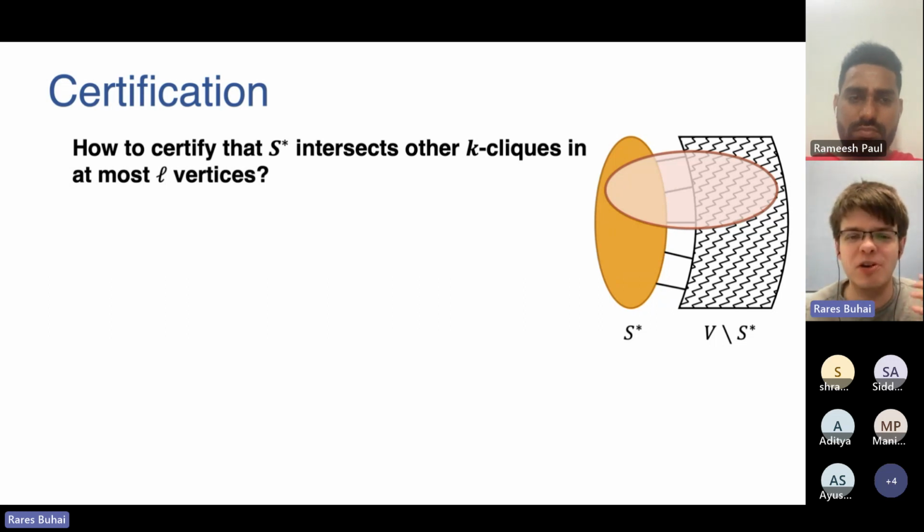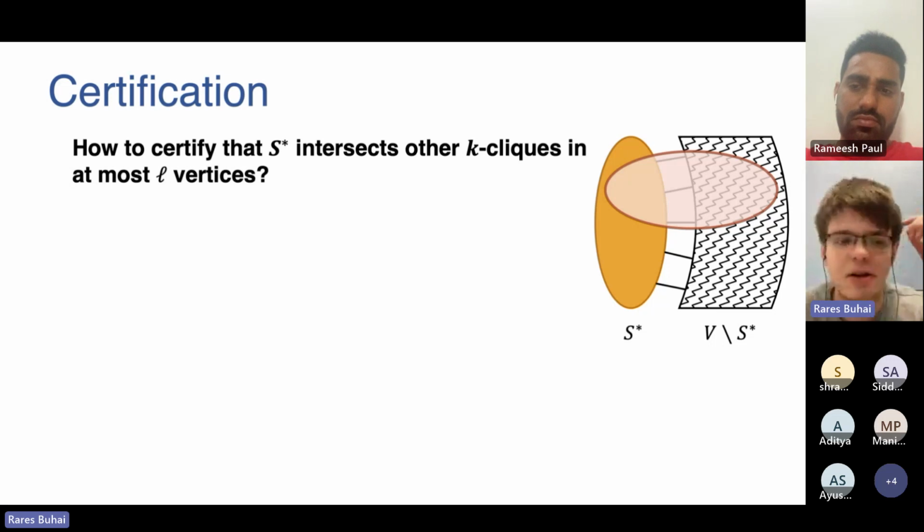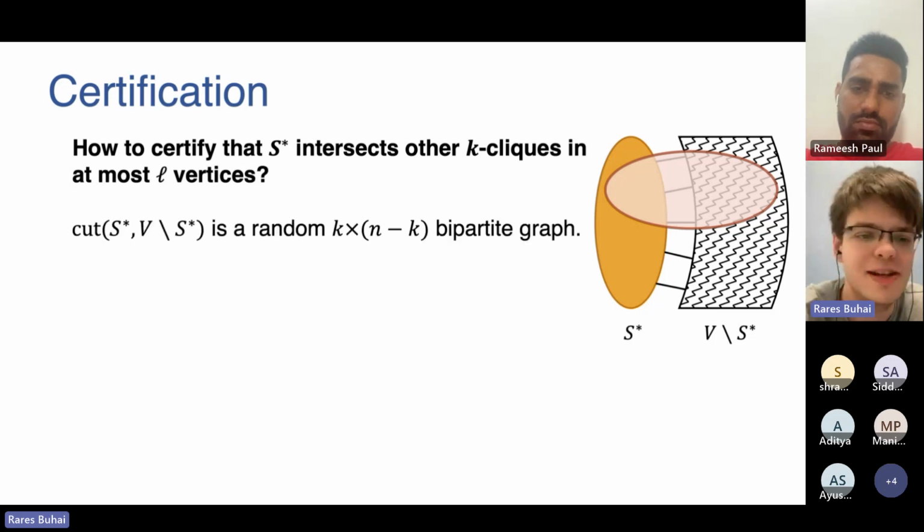So we'll see that there are much more efficient ways, by just looking at very few, very explicit properties of the graph, which imply that all the intersections of S star with any k-clique are small. So let's start seeing how we can get to something like that.